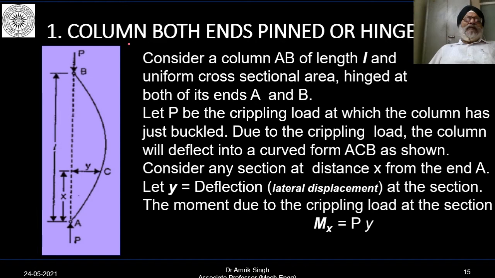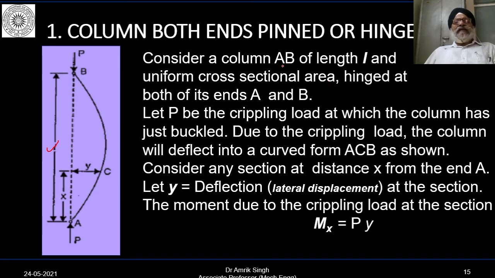Column case 1, in which you see this is a column, it is the initial position. A is one end and B is another end. It is having an axial load P. It is having a length L. And it is having, from the origin position, that is at A, at a distance x, this y is the deflection. That means the column has been shifted from its original position by y.